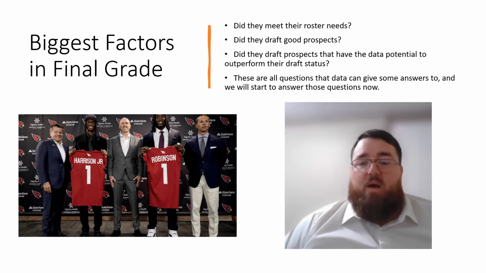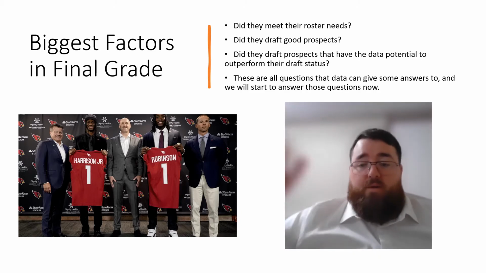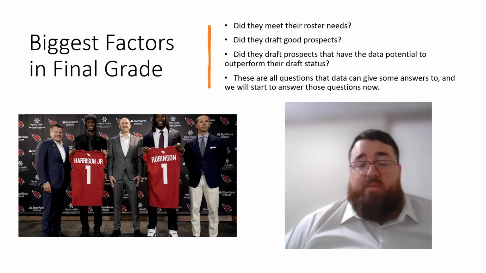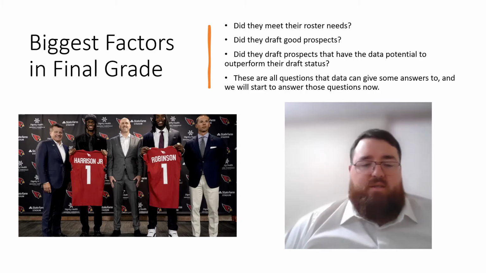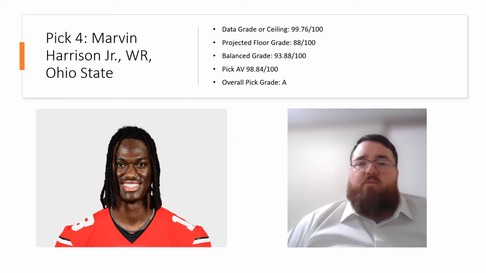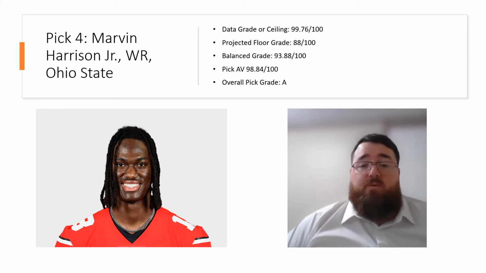I think you need to draft prospects that have the data potential to outperform their draft status. Regardless if you view them as a backup, regardless if you view them as just a special teams player, I think you need to draft players that are always potentially going to outperform where they're drafted, which is another big factor in terms of the final grade. And then these are all the questions that data can give some answers to, and we will start to answer those questions now. So first off, we have pick number 4, Marvin Harrison Jr., wide receiver out of Ohio State.